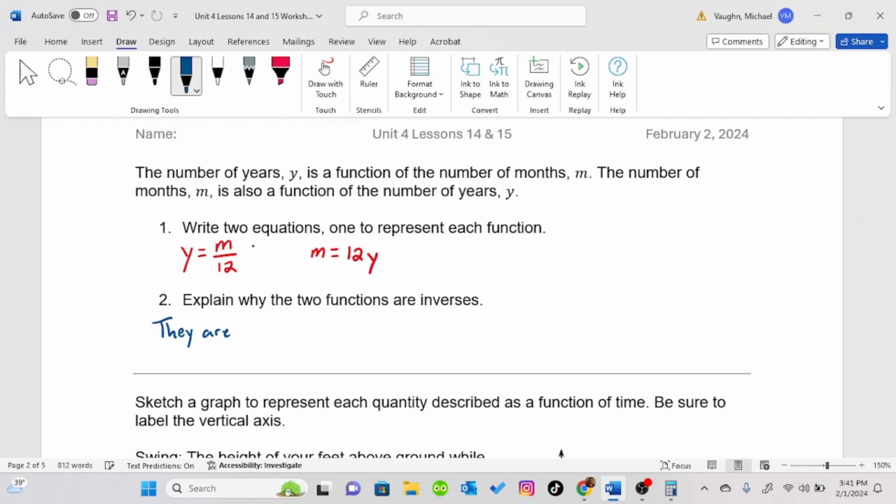They are inverses because the inputs and outputs are opposites.